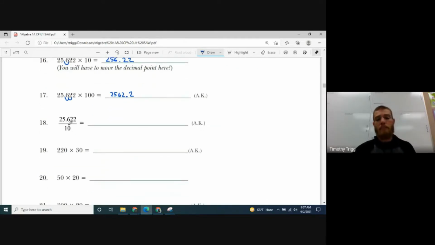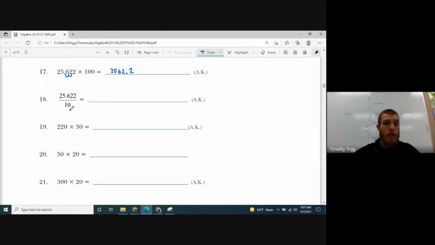What about dividing by 10? Well, dividing by 10, this will make it smaller, right? When you divide by 10, that makes a number smaller. So we're going to actually move the decimal to the left in this case. So dividing by 10 is going to make this number 2.5622. All right. And again, you could always check with your calculator.